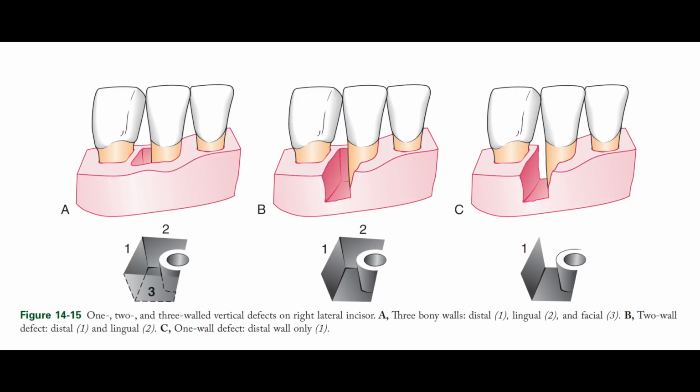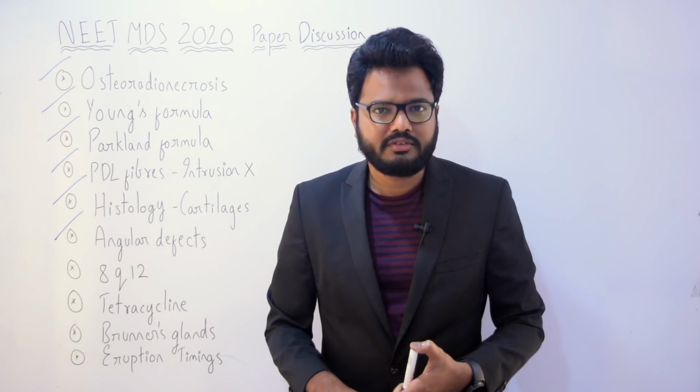So these angular defects may have 1, 2 or 3 walls. You can see image A, 3 bony walls, that is distal, lingual and facial, right? 3-walled defect, which means 3 walls are present. And then image B, you can see a 2-wall defect, distal and lingual.